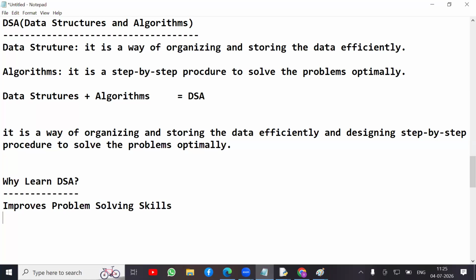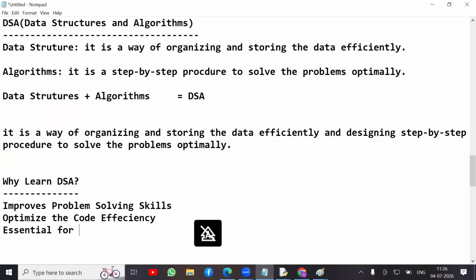Next one, optimize the code efficiency. Next one, observing very clearly, it is essential for interviews.